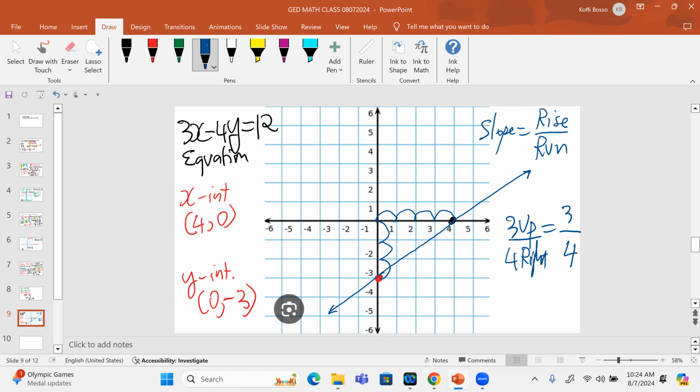But suppose we do it the other way. From black, we want to reach red. What do we do here? Louis, from black, what do you think we're going to do? 1, 2, 3. So down 3. Yes, down 3 is negative 3. Over, now we go 1, 2, 3, 4, left 4. So that left 4 is negative 4. And again, negative divided by negative gives you positive.